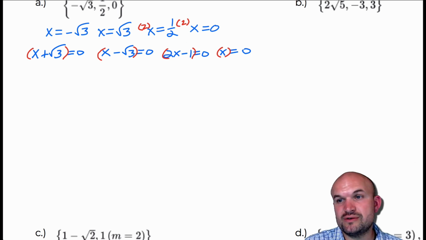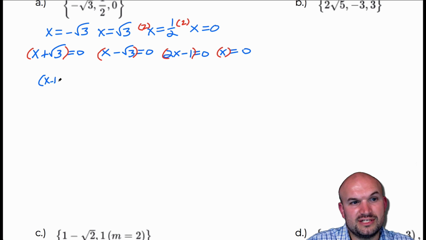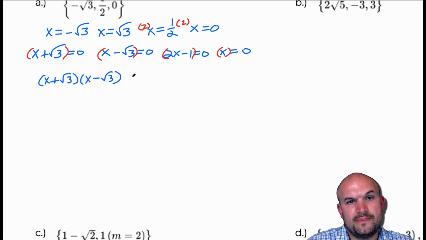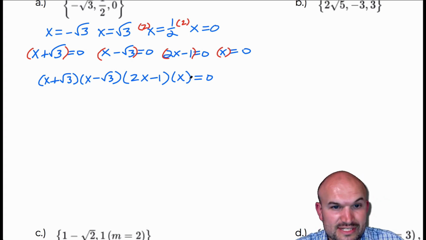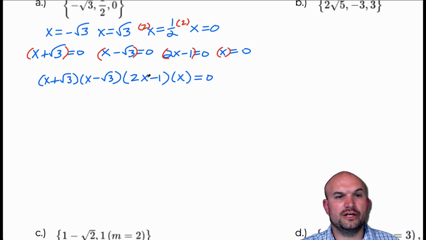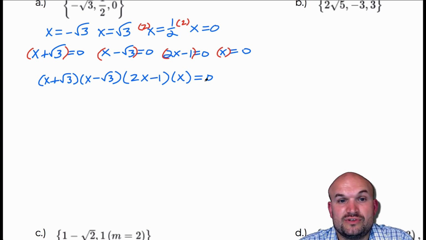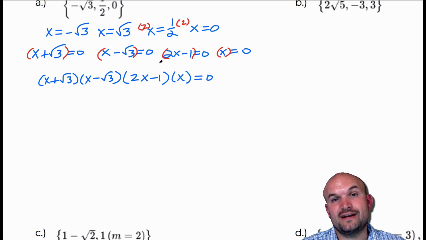So now we can just rewrite this expression, like the zero product property, as x plus the square root of 3 times x minus the square root of 3 times 2x minus 1 times x. I'll just put it in there, equals 0. Now, technically I'm saying equal 0 because if we had this problem and I said solve this, we'd say it's the product equal to 0, set each and every factor equal to 0, and then you can solve. But remember, we're kind of working backwards.